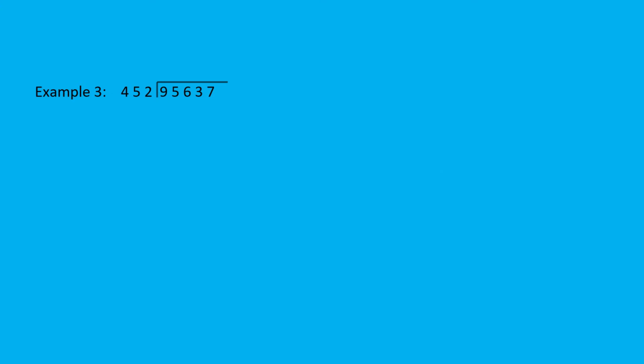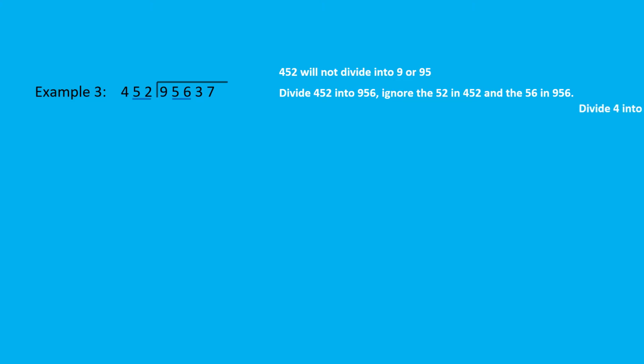Example 3. Now let's go to a 3-digit divisor. 452 into 95,637. This time, 452 will not divide into 9 or 95. Divide 452 into 956. This time, we're going to ignore the 52 in 452 and the 56 in 956. We're going to divide 4 into 9 to get 2, which implies the answer is going to be a 2 or 1 less, 1.